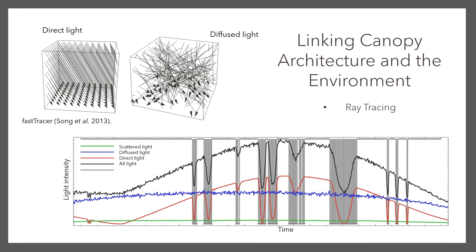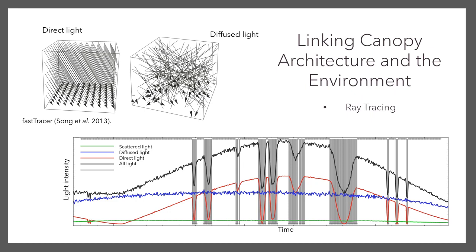Along the bottom, there's this graph showing the different components of light and how they may alter throughout the day. If you imagine a single section of leaf within a canopy, it's going to receive highly variable levels of light. This is just an example, say for one section, probably somewhere near the top of the canopy. In general, from the all light or the black line, you see that light intensity is reasonably high, but these grey shaded areas where light intensity drops indicate periods of time where the leaf is shaded, for example, by some overlapping foliage. And this leads to these drops in light intensity.